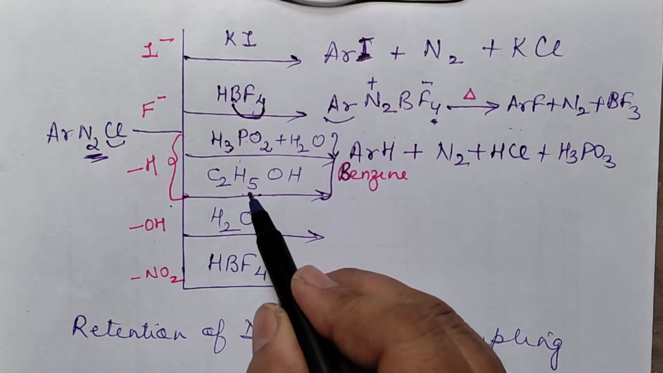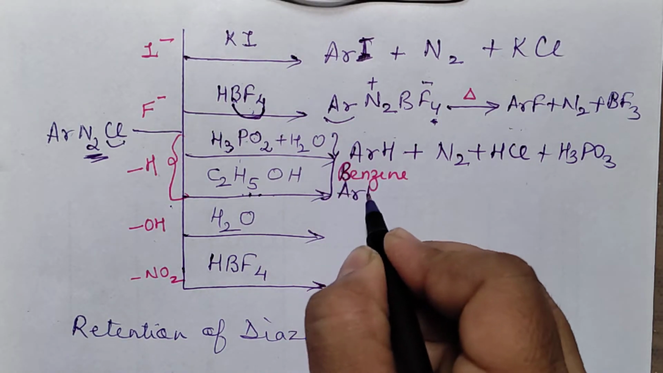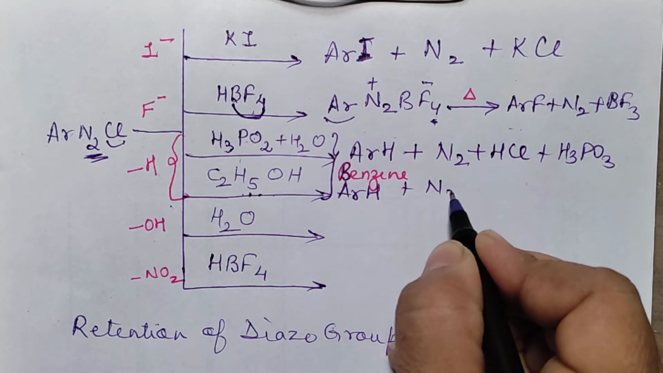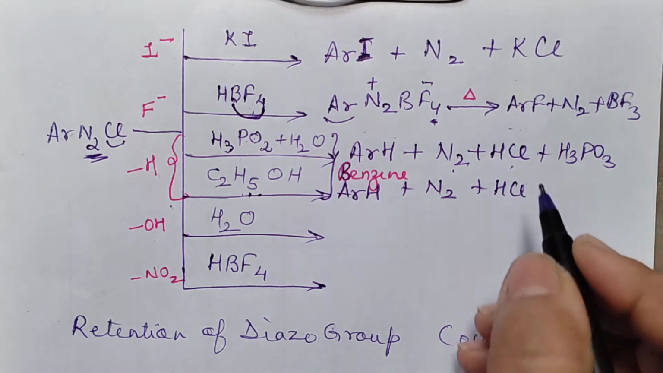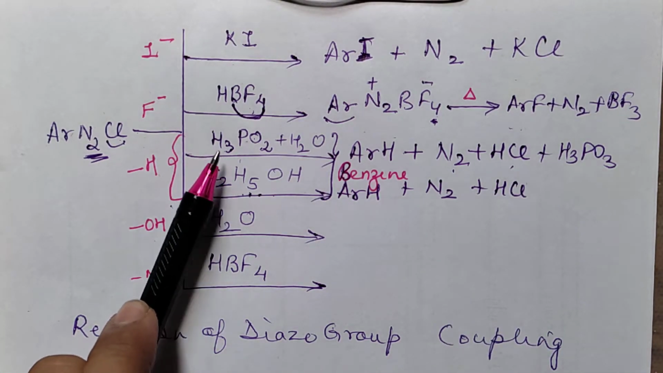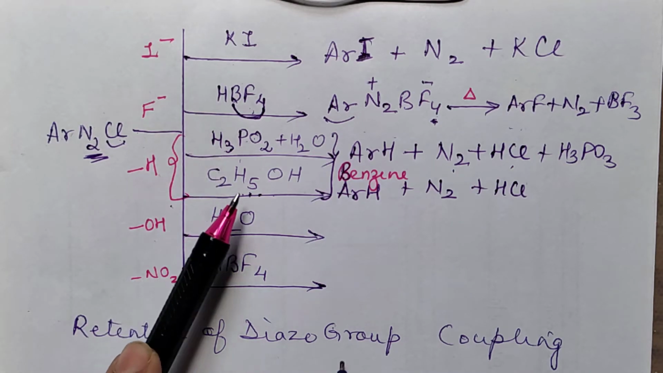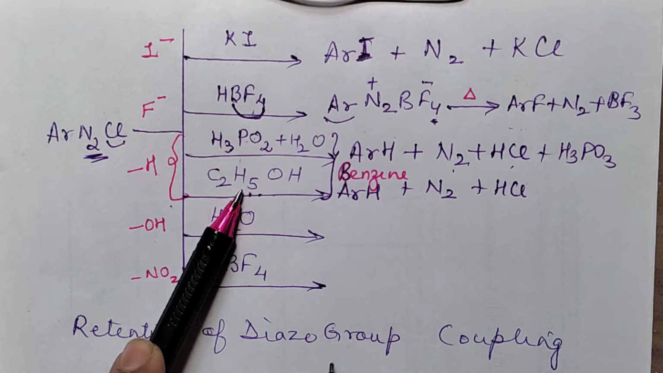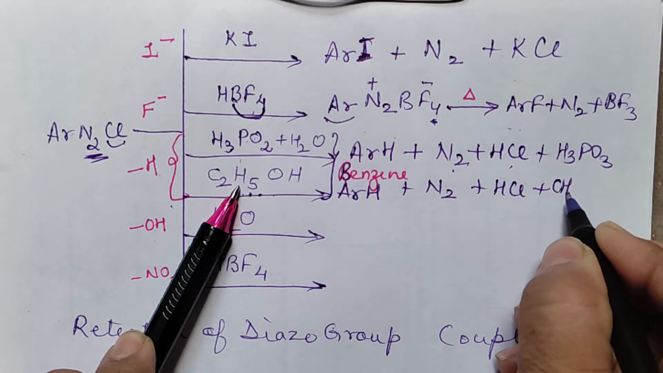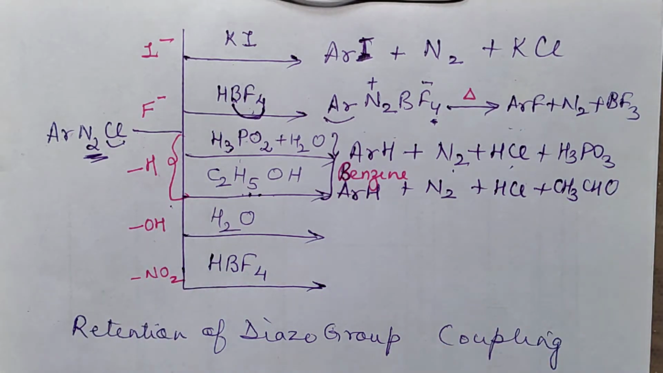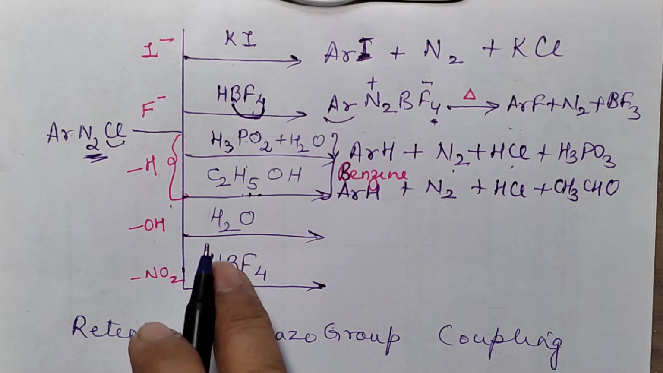In case you are using alcohol, one product will be the same, benzene, second product will be the same, nitrogen, third product will be the same, that is HCl. Only thing is, here we took this as one of the agents. Here you are using ethyl alcohol. Right? So now ethyl alcohol will get oxidized. What is the oxidized product of alcohol? Aldehyde. You will get aldehyde. This is a very, very important reaction when we will be discussing the conversions. That time you will realize. Very important reaction.